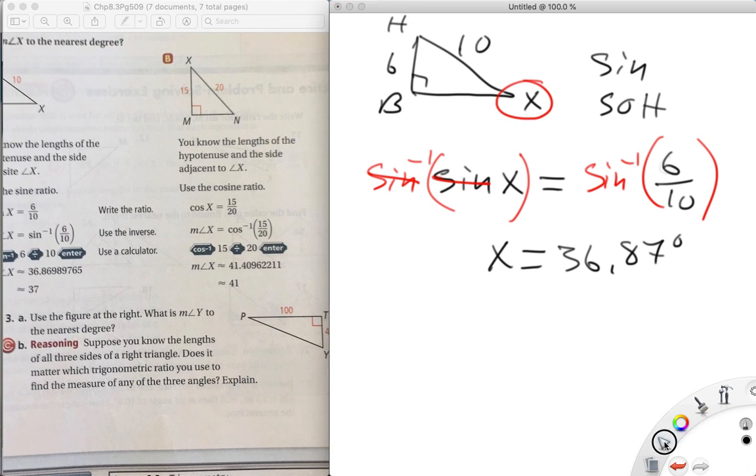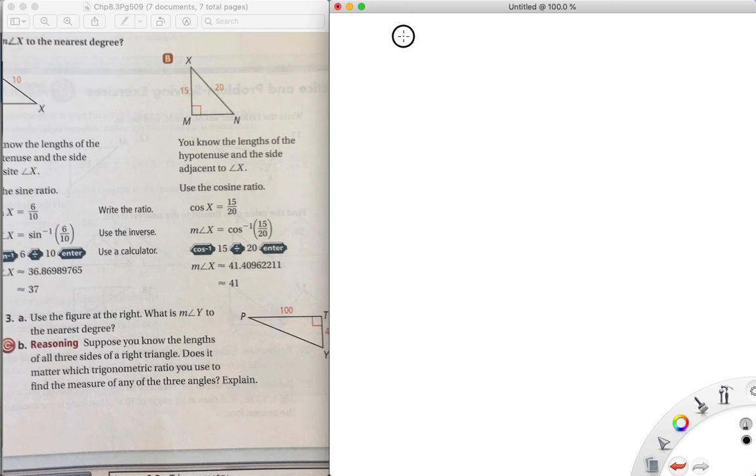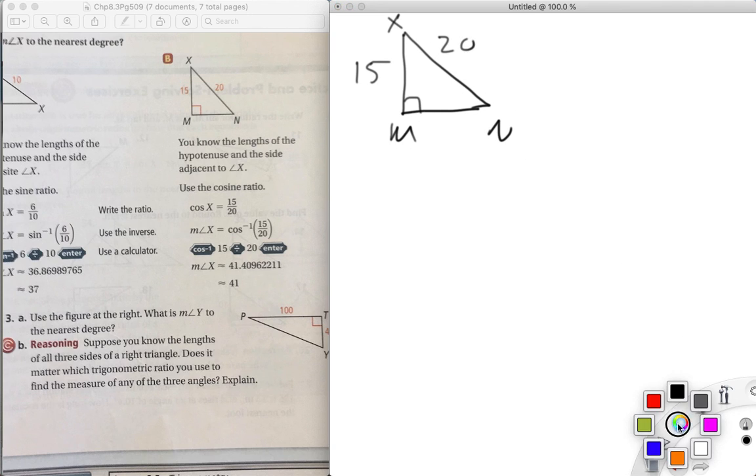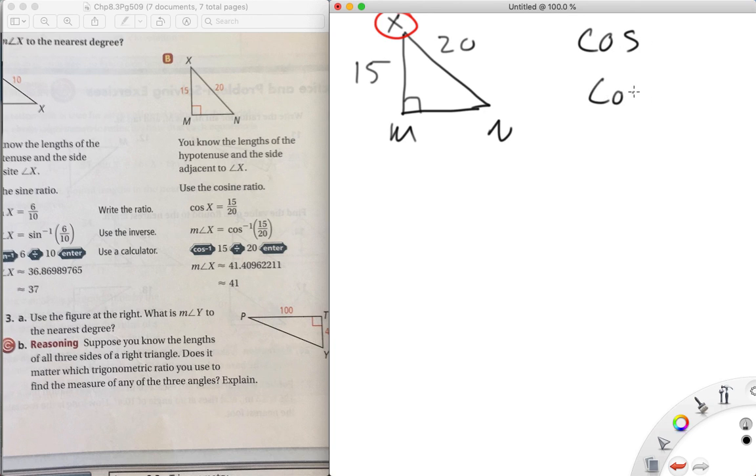Same thing over here. They have another triangle. This is a right triangle, 15 over here, and 20 is the hypotenuse, and they want me to find angle X. How much is this guy? So with relation to X, I have 15, which is adjacent, and I have 20, which is the hypotenuse. So that sounds like a cosine type of situation to me, which is adjacent over hypotenuse.